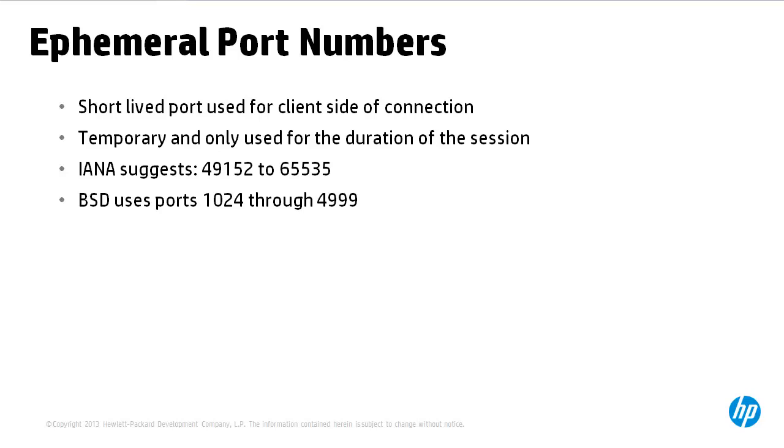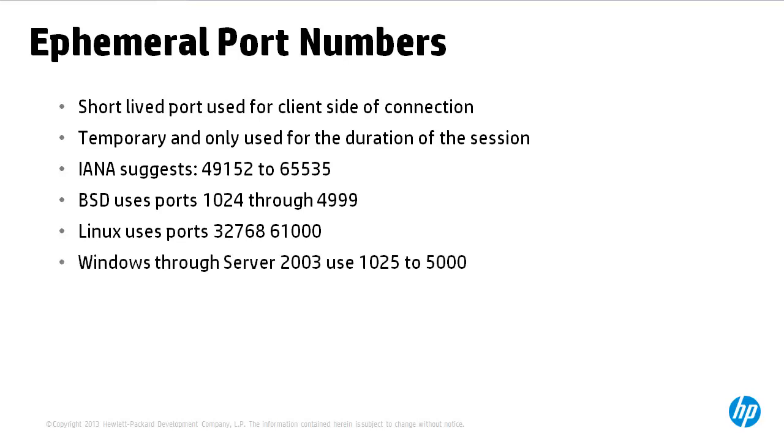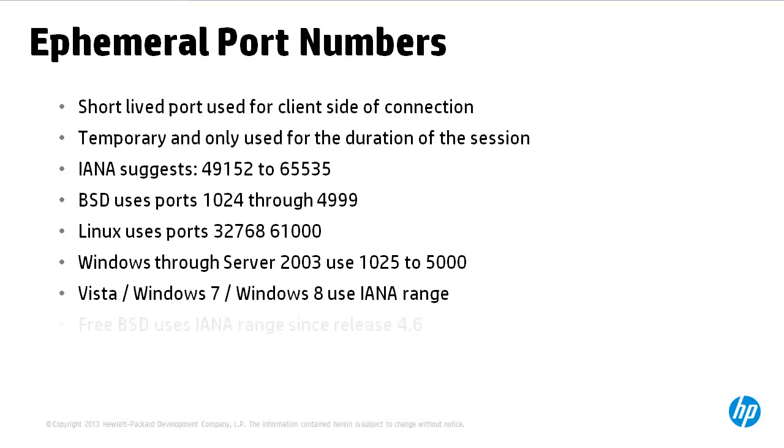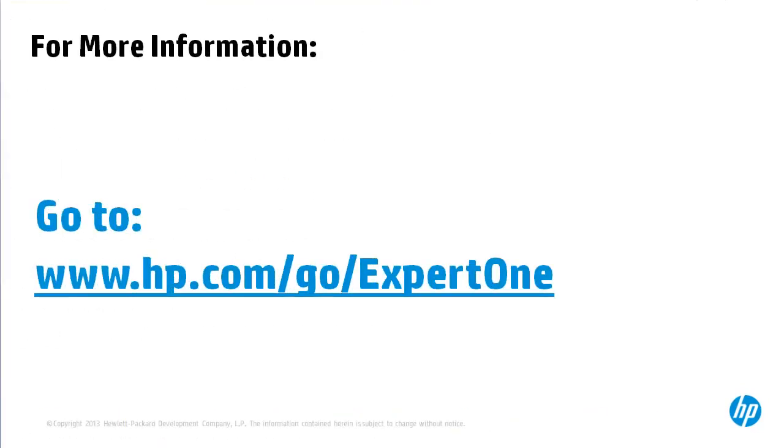So BSD would use the range 1024 through to 4999. That changed in version 4.6 of BSD, when BSD started using the IANA range. Linux uses the port range 32768 to 61000. Windows Server through to 2003 used 1025 to 5000. Later releases of Windows, including Vista, Windows 7 and Windows 8, used the IANA range. So just be aware, the IANA recommends this range, but vendors don't necessarily always follow that range.